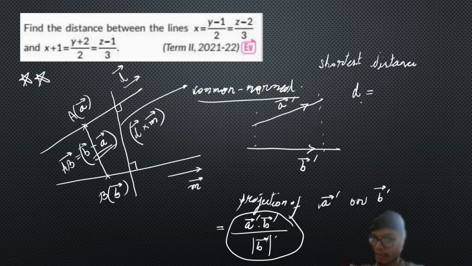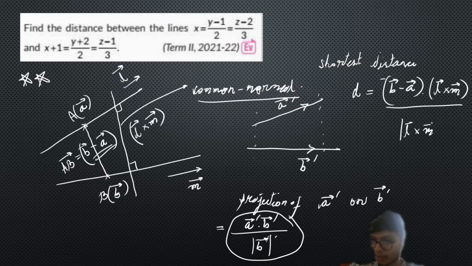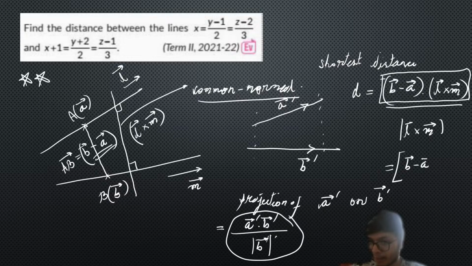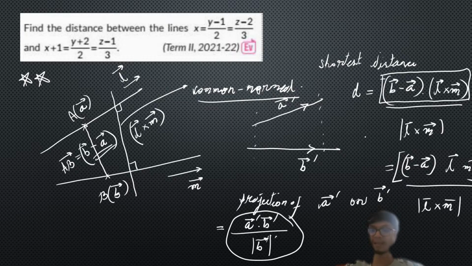So your shortest distance, let us call the solution D, is going to be simply equal to B vector minus A vector dot L cross M divided by mod of L cross M, right? As simple as that, right? Now, if you know the definition of scalar product, this particular vector product is basically the scalar product. So I will write it as the scalar product of B vector minus A vector with L vector cross M vector, divided by mod of L vector cross M vector. That will definitely generate the shortest distance or the minimum distance, right?